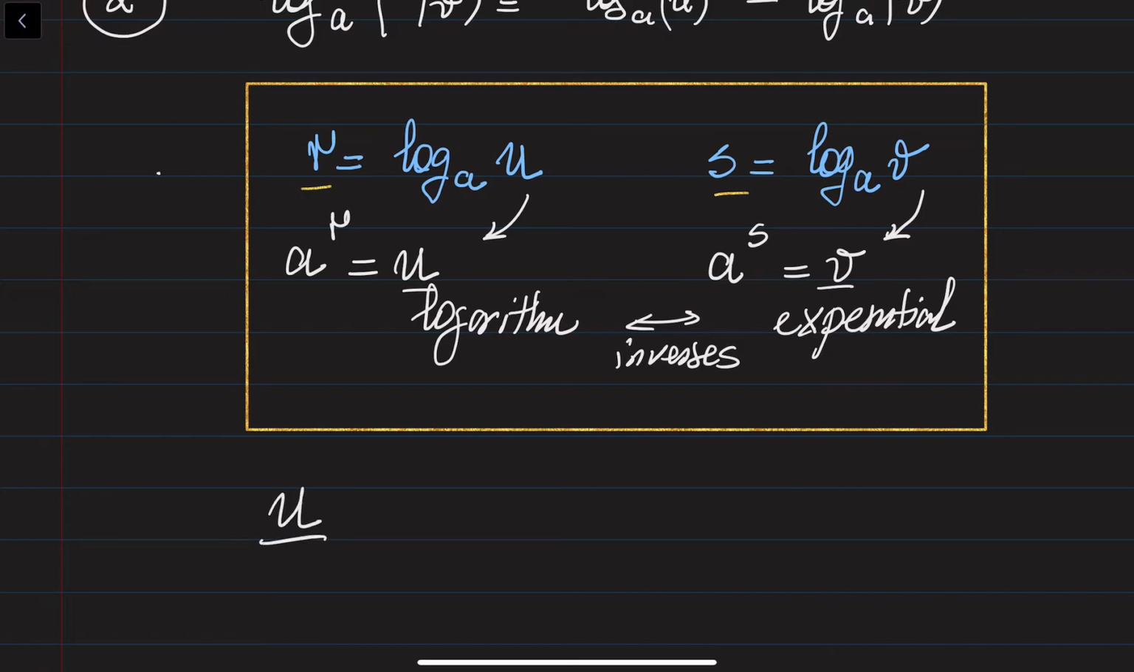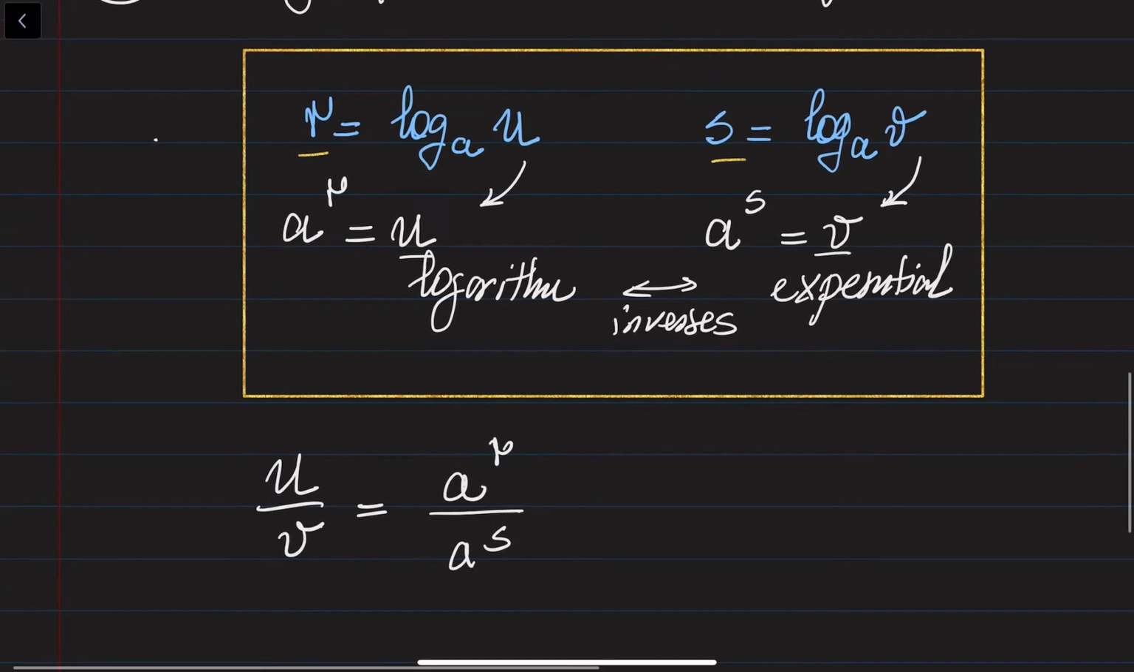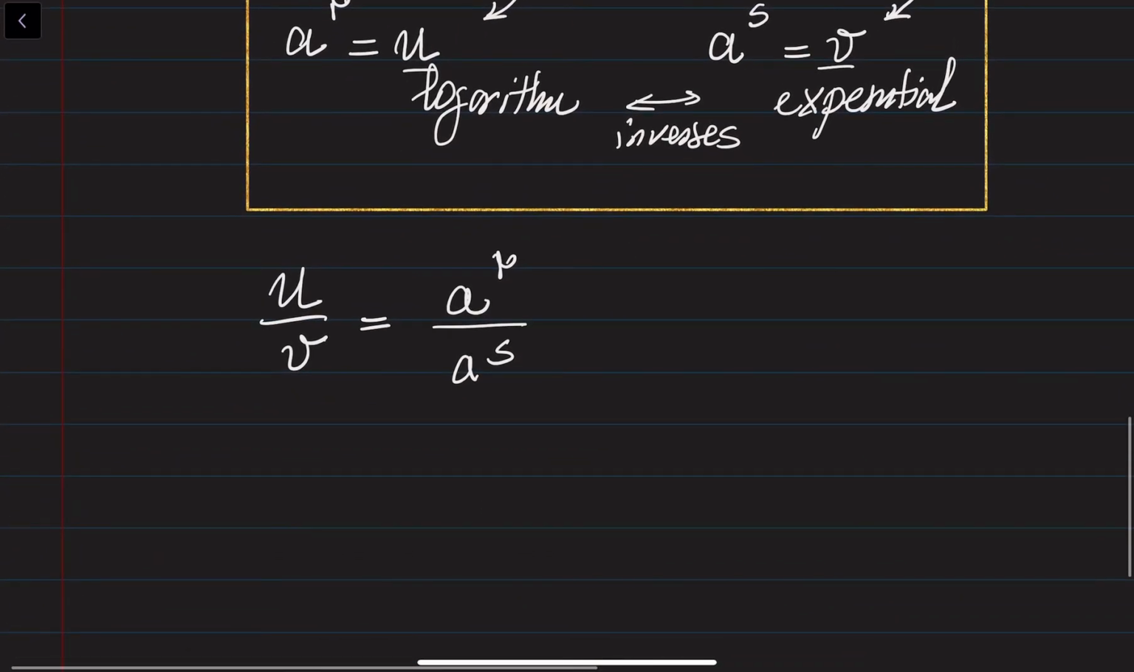u divided by v is going to be a to the power of r divided by a to the power of s, right? Because u is equal to this one and v is equal to that expression. Okay, so I'm going to use the property of the exponential function that if you divide two exponential numbers with the same base, you can just write this down as a to the power of r minus s.